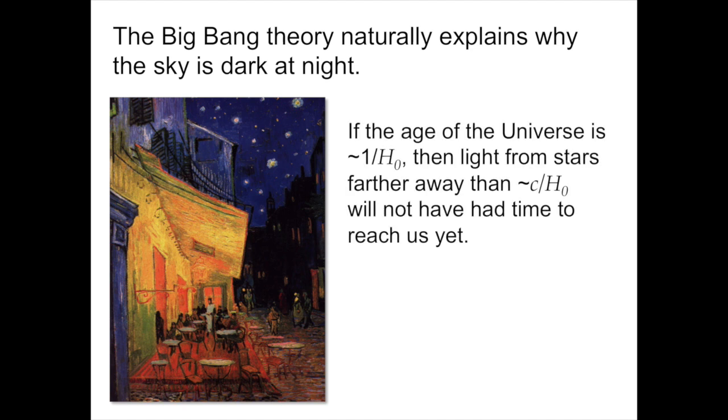If the age of the universe is approximately the Hubble time, which is 1 over the Hubble constant, then light from stars farther away than a distance, the speed of light multiplied by the Hubble time, or the speed of light divided by the Hubble constant, will not yet have had time to reach us.